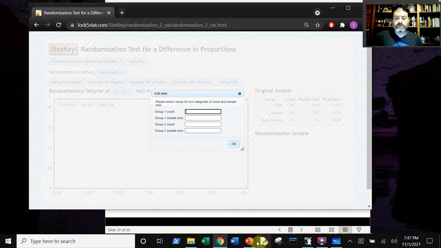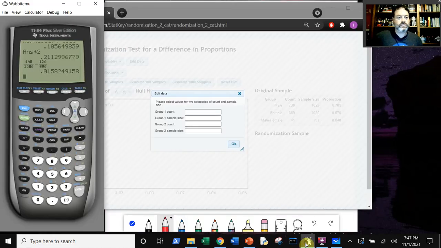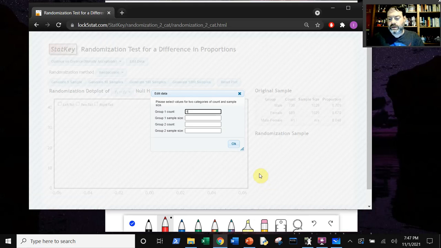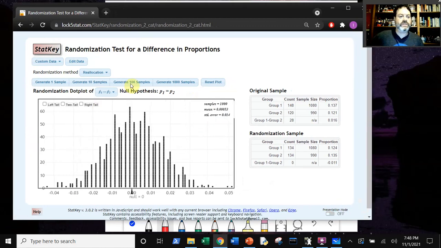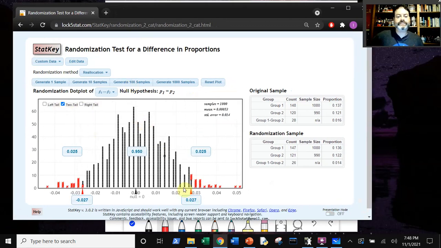Okay, so it was 148 out of 1080 and 120 out of 990. All right, I'm only going to do 1,000 samples this time. It doesn't have to match exactly. I've got like six programs running on my computer, it's bogging it down, and it's too hard to do a live video. So two-tail, there we go. And then you type in the original sample statistic. Again, it always appears here. So type in 0.016.